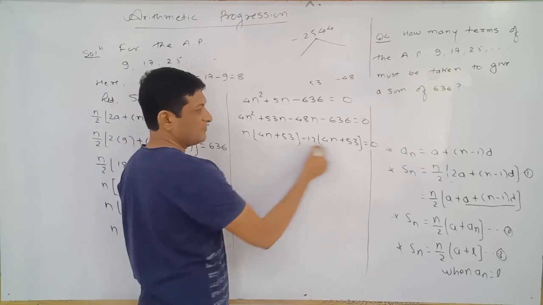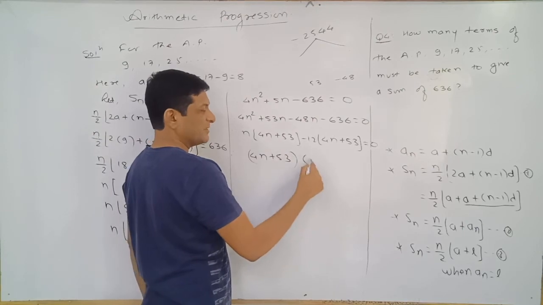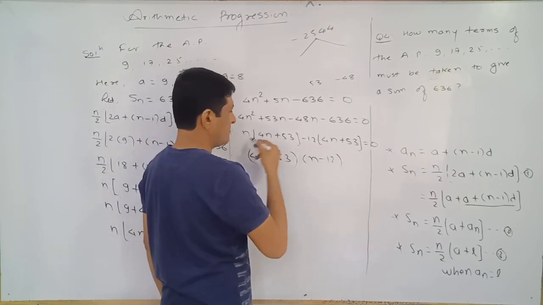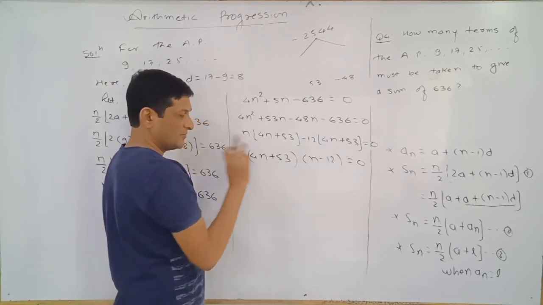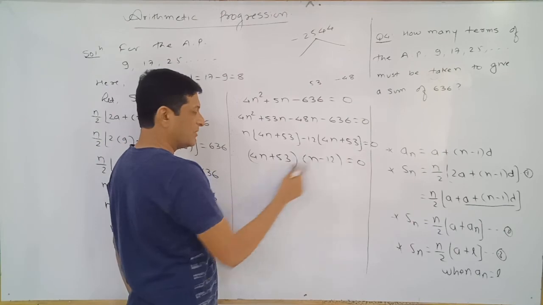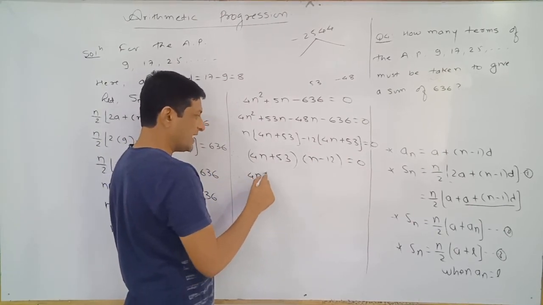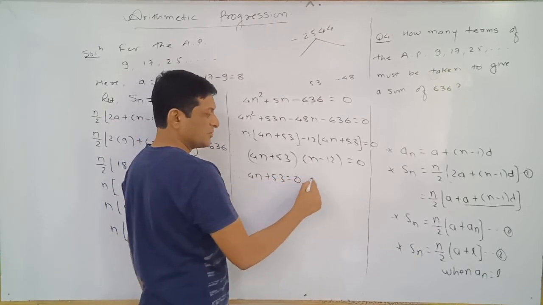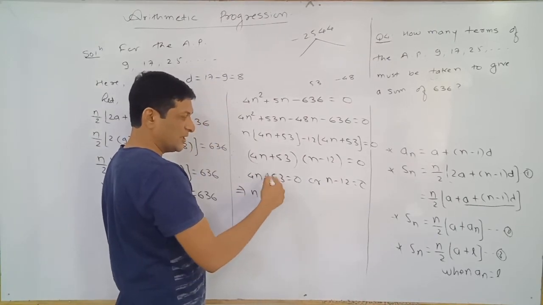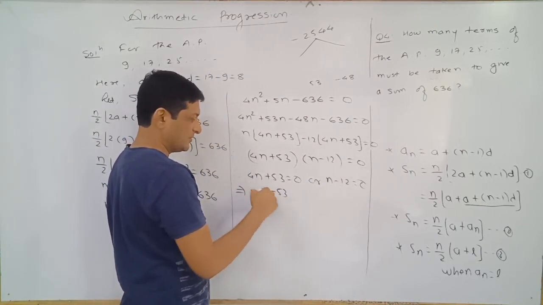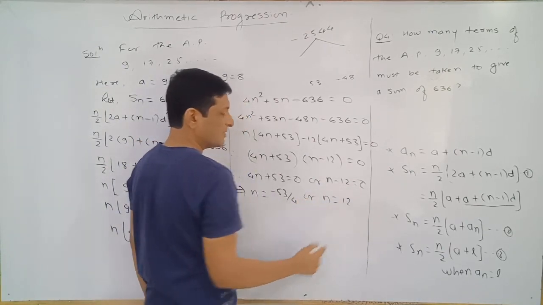So now from these two terms take 4n plus 53 common. So here the remaining term is n and here the remaining term is n minus 12. We have simply taken 4n plus 53 common from these two terms. Now the product of these two numbers is equal to 0, means either the first number is 0 or the second number is 0, means 4n plus 53 is equal to 0 or n minus 12 is equal to 0. So this implies that n is equal to minus 53 upon 4, or n is equal to plus 12.